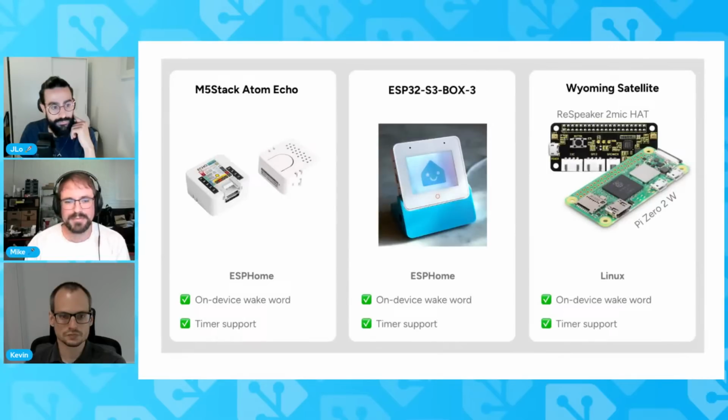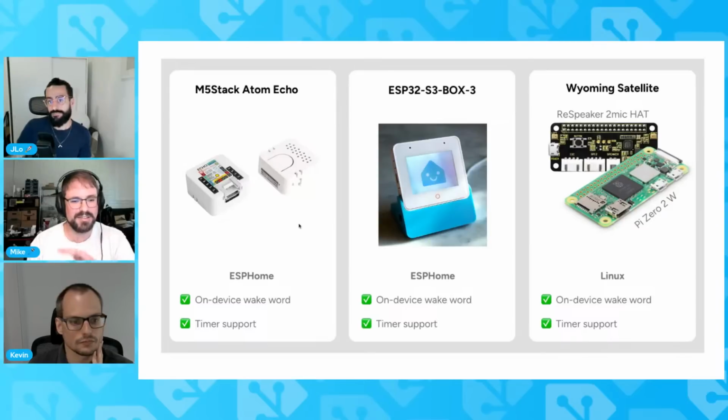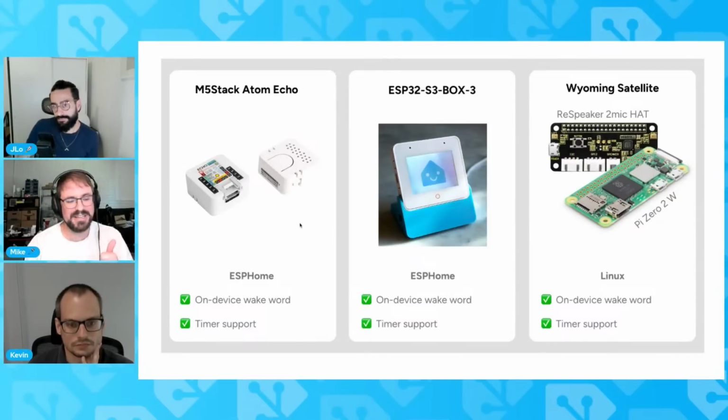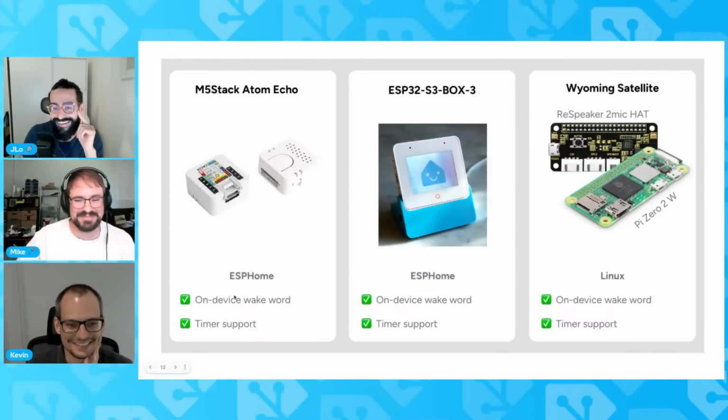All right. So as of today, this is an updated graphic from Chapter 6. Now across the board, on these two ESP-based satellites and on the Wyoming satellites, we now have on-device wake word, and we have timers, which I would say are two of the most requested features that people have been asking for, and now we're there. And we're not even halfway through the decade of voice. I think we're doing pretty good.